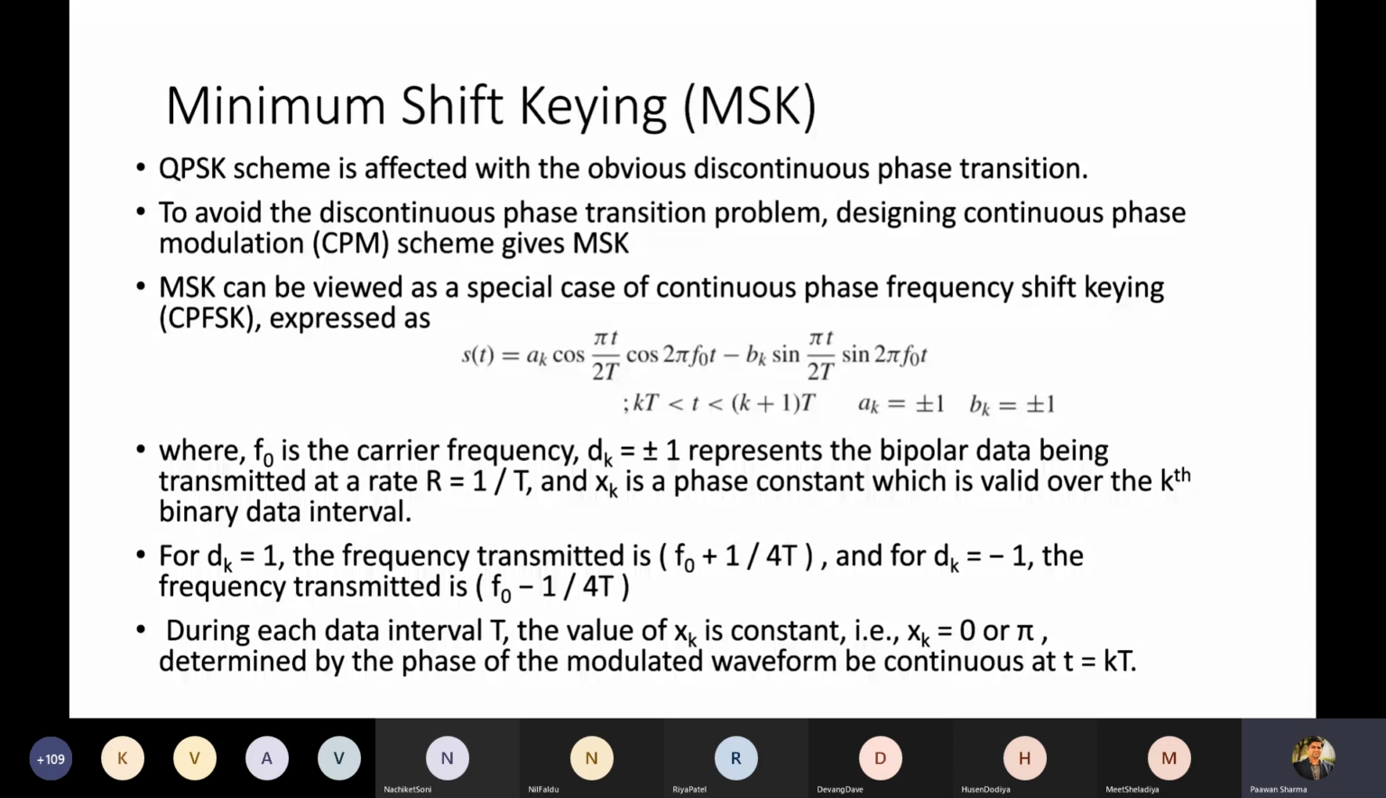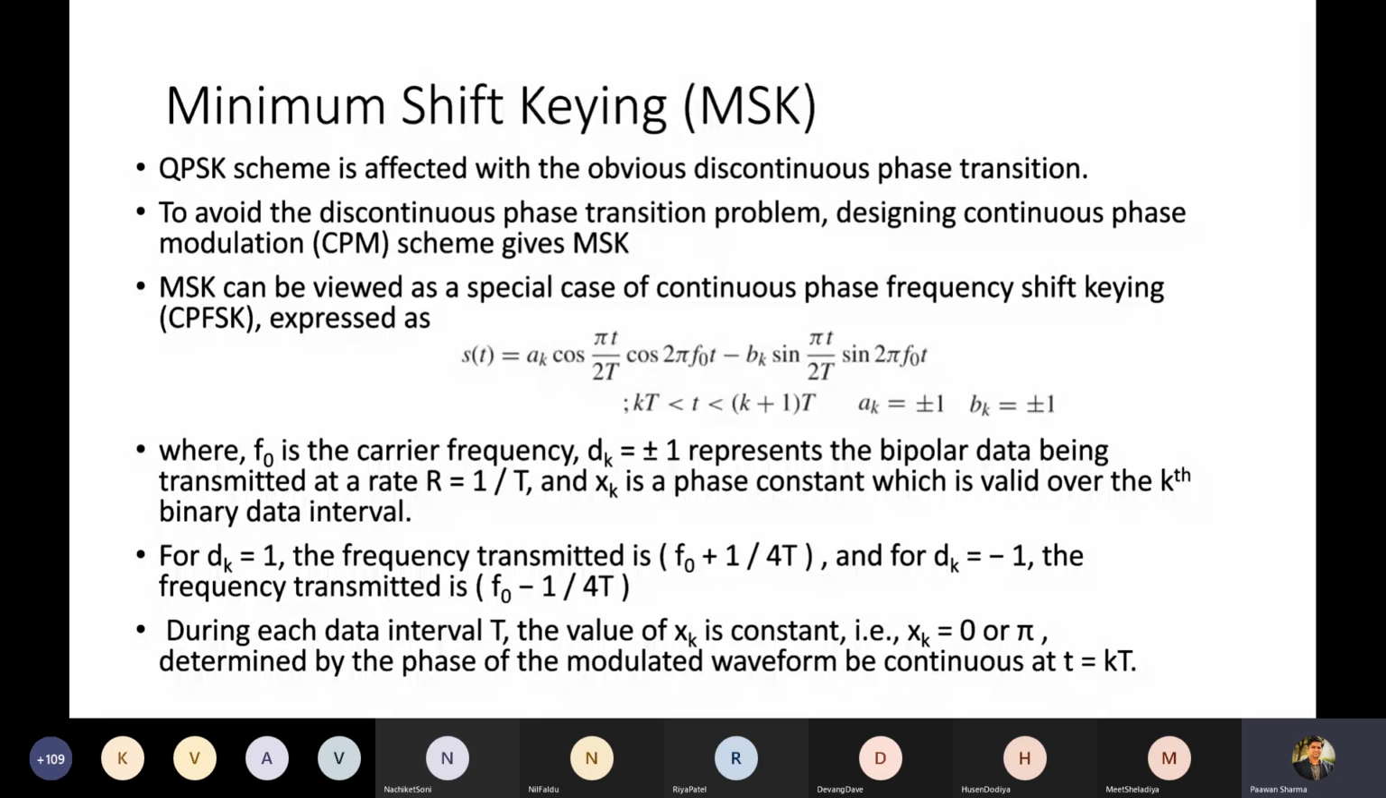Like we had FSK and CPFSK: simple FSK has discontinuous phases, and continuous phase FSK is what we called CPFSK. In FSK, just remember how we ensured a continuous phase. We selected Fc1 and Fc2 as integral multiples of half of the bit rate, if you remember, n Rb by 2.